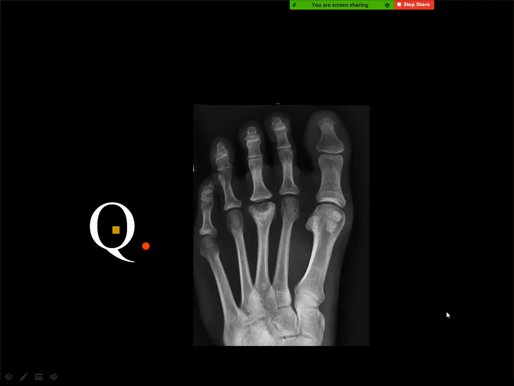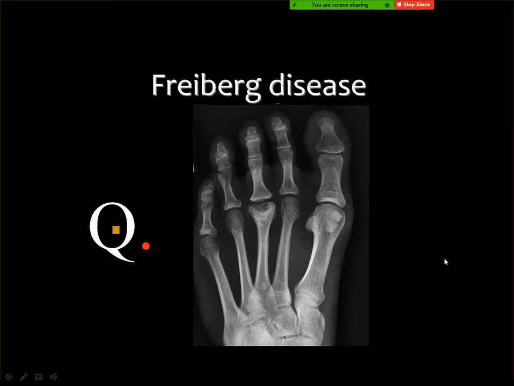Avascular necrosis of the third metatarsal. Freiberg disease, yes. And this is Freiberg disease, osteonecrosis of the metatarsal head. Usually the third one, but maybe also the second.